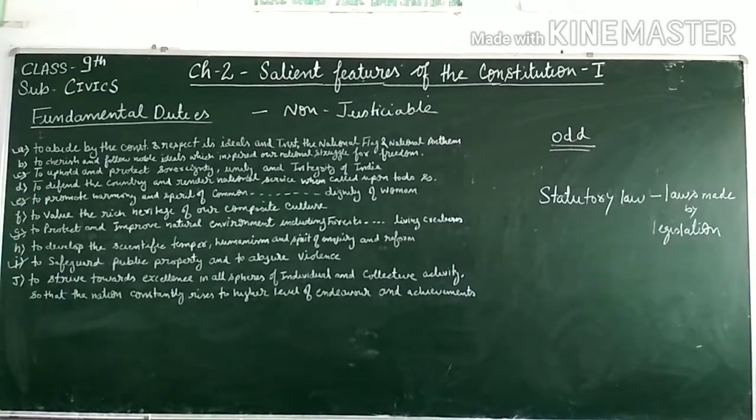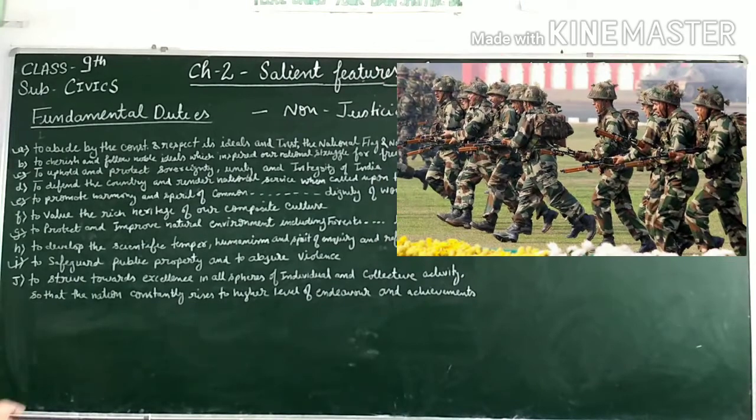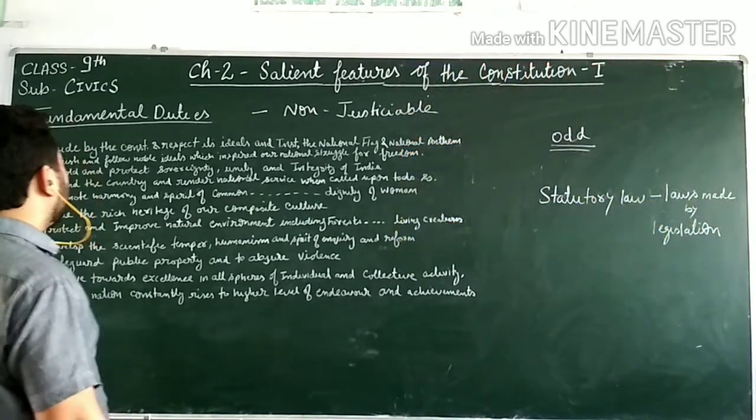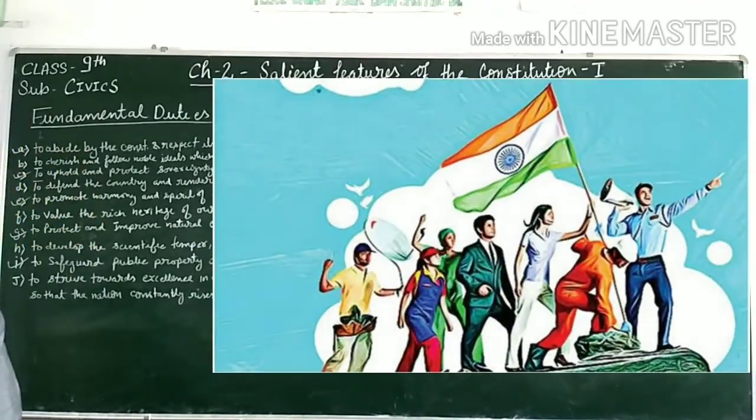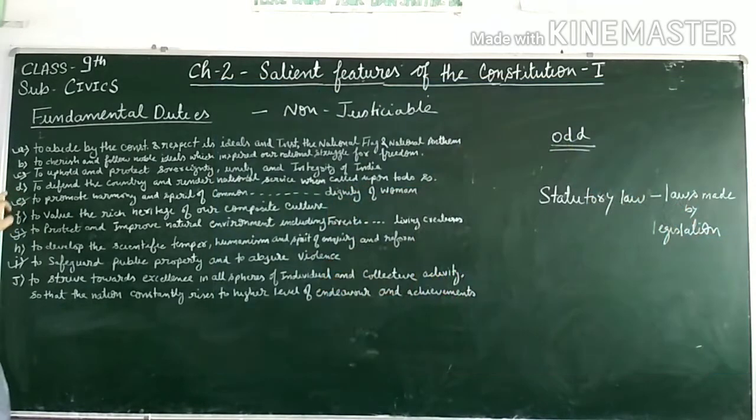Then the fourth one is to defend the country and render national service when called upon to do so. So we have to fight for India whenever there is an external aggression or some internal aggression, and the country has asked us to defend it. Then we will have to render our services. But it cannot be forced by any statutory law.